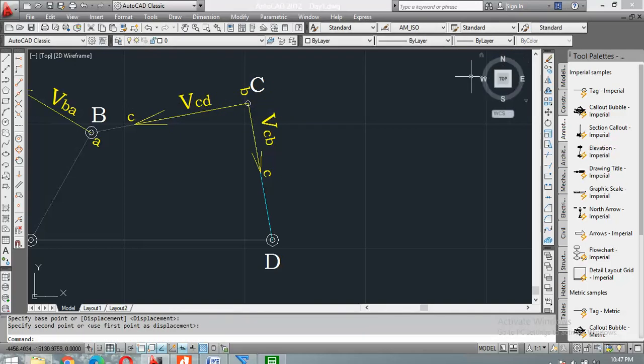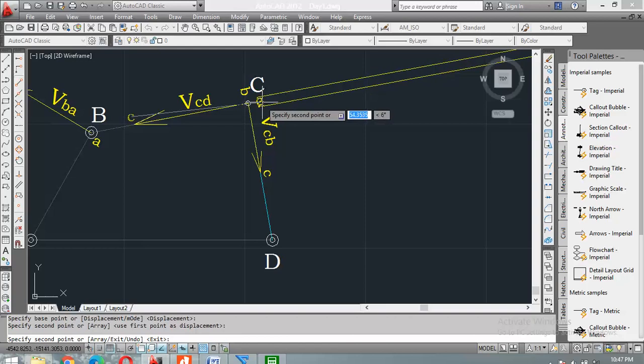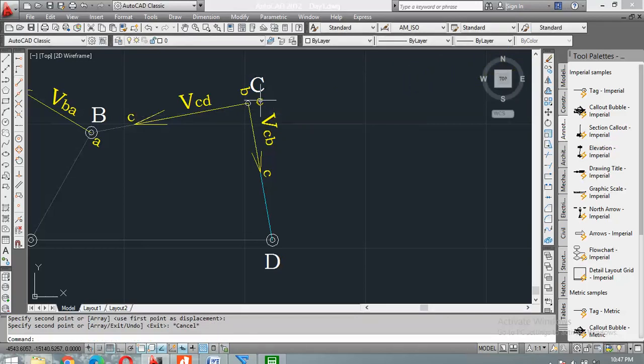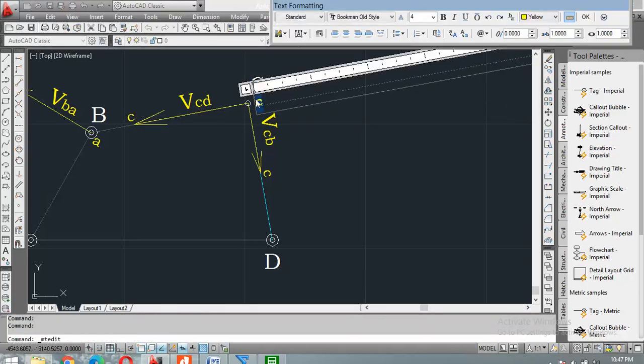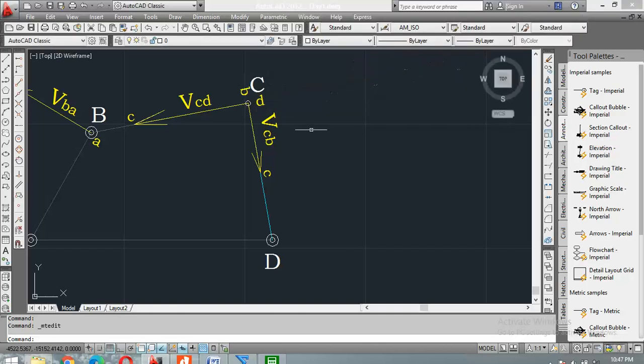Okay, and the D point should be on the tail. So I am marking the D point on the tail. Okay, at least the direction of VCD is complete.